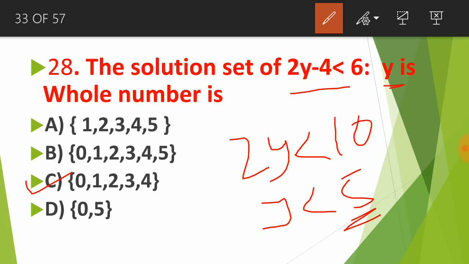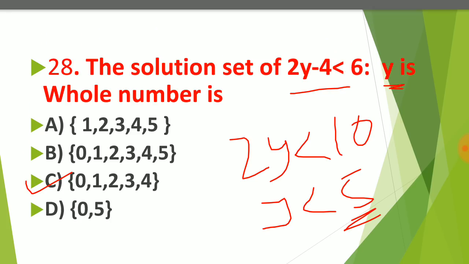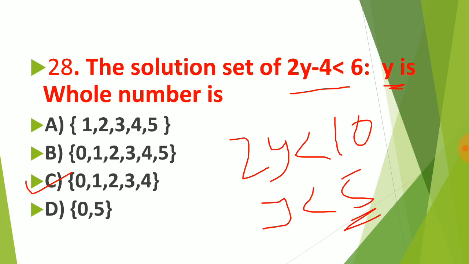Take care of this thing. If y is a whole number, then this will be the answer. If y is a natural number, then our answer will be 1, 2, 3, 4. Natural numbers do not include 0.